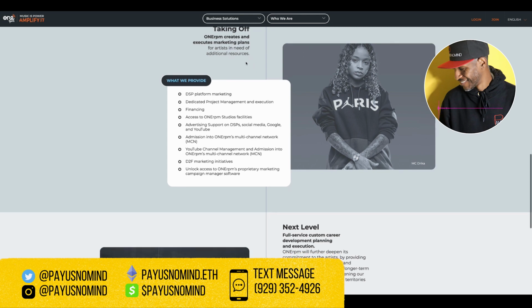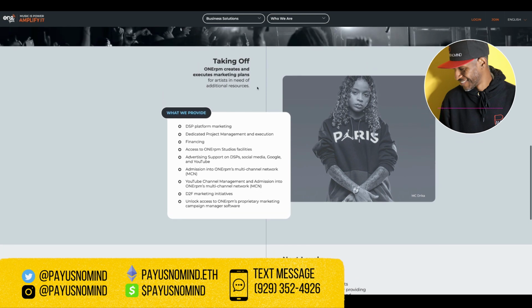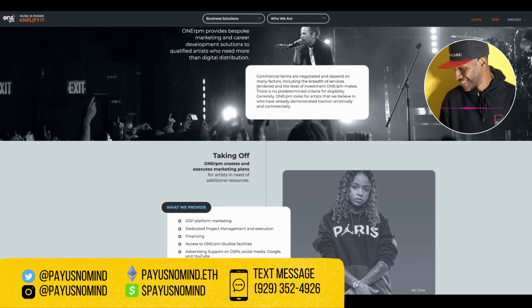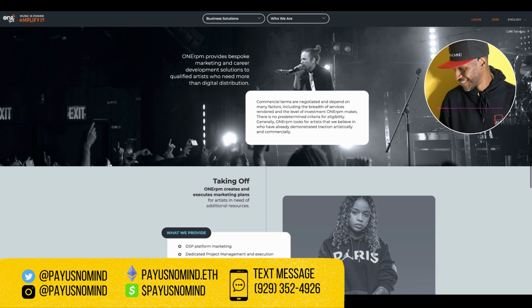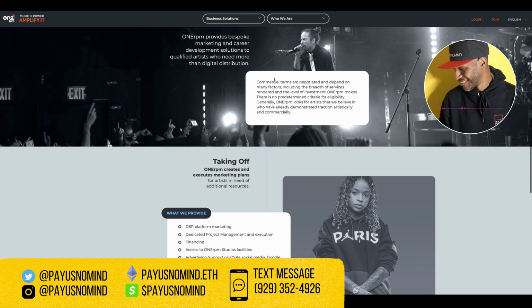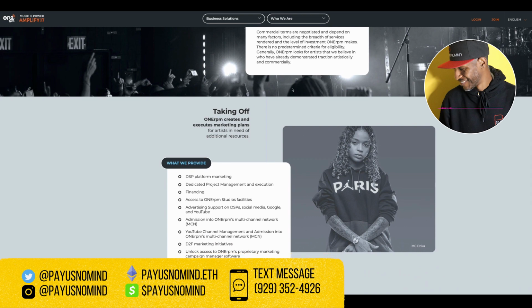We don't know what percentage OneRPM would like to take from artists in exchange for these things. They're saying those things are negotiated, so you don't know what you're in for in that regard. But if you're looking to use OneRPM, this would probably be the reason you would use them if you're at this stage. And if you're not at this stage, then it doesn't make a world of sense.